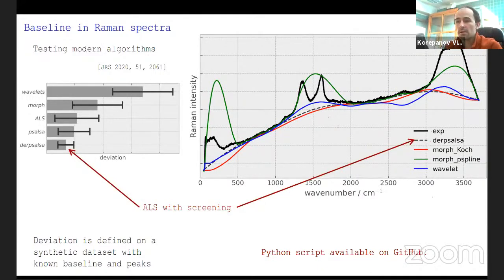A very good thing about this algorithm is that it has a Python script, which is available on GitHub. So if you are interested, you can try all these algorithms which are here by yourself on your Raman spectra. It is actually very simple. The link is in this paper in the Journal of Raman Spectroscopy, and its supplementary information. It is a very efficient and very useful tool to analyze the Raman spectrum.